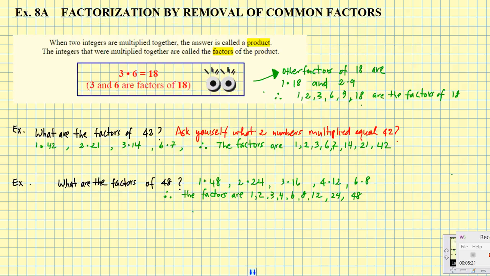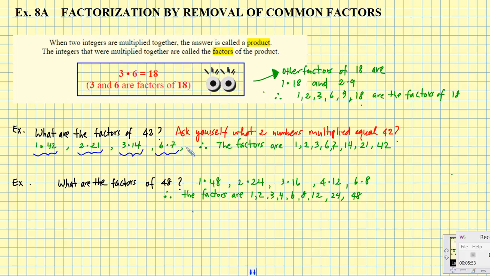So let's remove some common factors. Let's just take a look at what some of the factors are. If we were looking for the factors of 42, for example, what we'd be doing is asking ourselves, what two numbers multiplied together give us 42? So I would say 1 times 42, 2 times 21, 3 times 14, and 6 times 7, and that pretty much covers all our factors of 42. Therefore, the factors are 1, 2, 3, 6, 7, 14, 21, and 42.